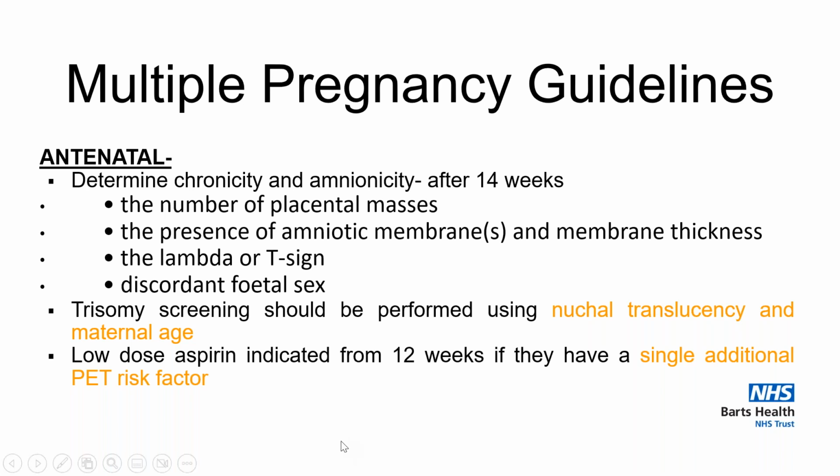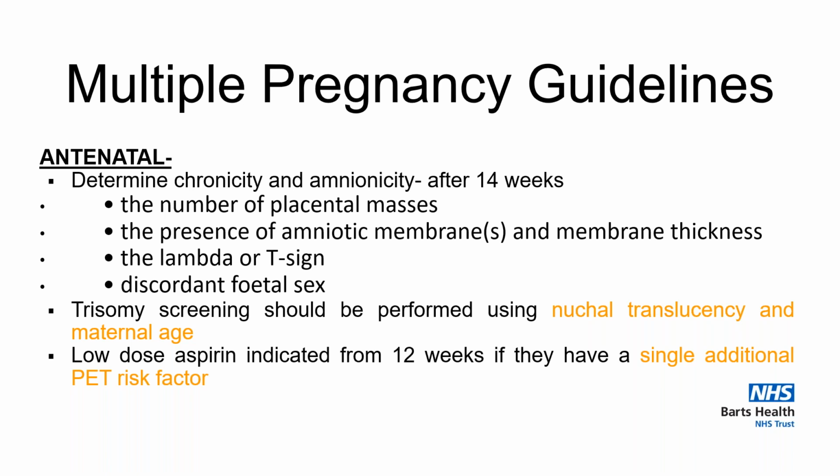And along with that, we also need to do trisomy screening using the nuchal translucency and the maternal age. The problem is that if it is a dichorionic pregnancy, you can individually assess the risk related to each baby, but if it is a monochorionic pregnancy, then you can only assess the risk related to that pregnancy.